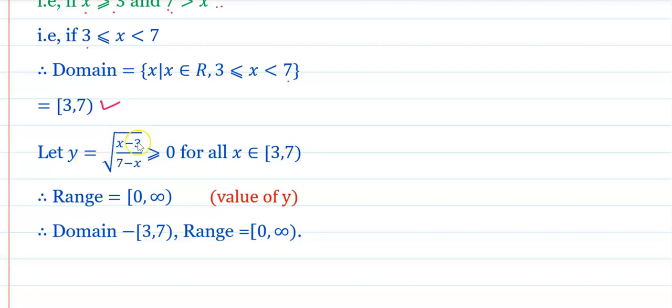y is equal to the square root of (x minus 3) upon (7 minus x), which is greater than or equal to 0 for all x belonging to the interval closed 3 and open 7. And hence the values of the range must be greater than or equal to 0. Either it will be 0 or its maximum values. Therefore the range is 0 to infinity, and hence the domain is 3 to 7, where 3 is closed and 7 is open, and the range is 0 to infinity, where 0 is closed and infinity is open.